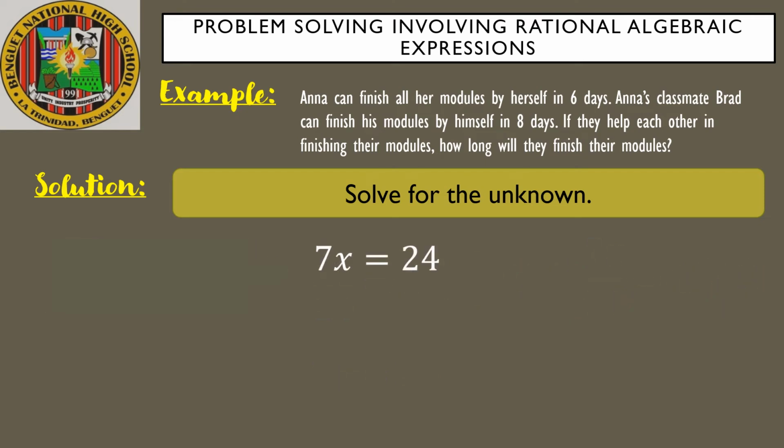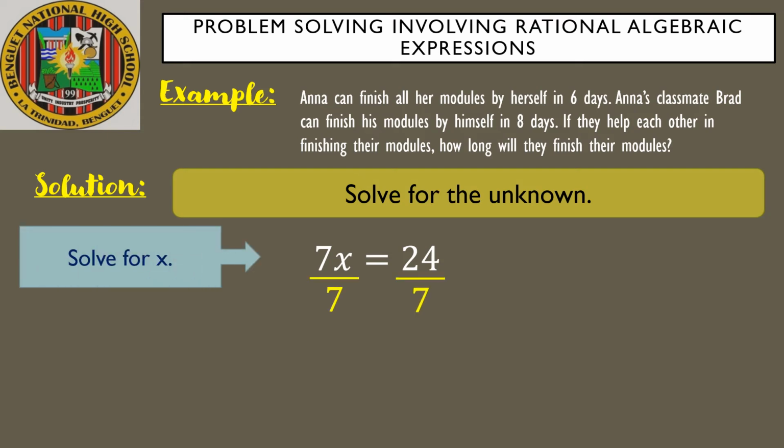From this equation, we can now solve for x by dividing both sides of the equation by 7 to eliminate 7 from 7x. This will leave only x on the left side of the equation, while on the right side of the equation, we divide 24 by 7, which is equal to 3 and 3 over 7. Looking at the final statement, we can now see that x is equal to 24 over 7 or 3 and 3 over 7.